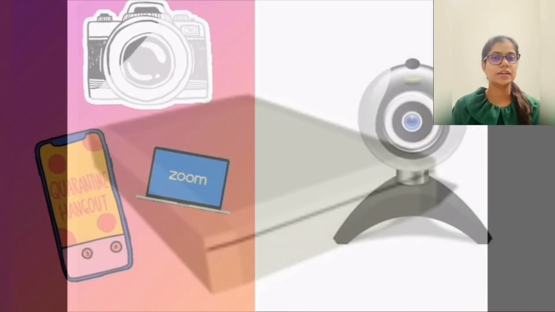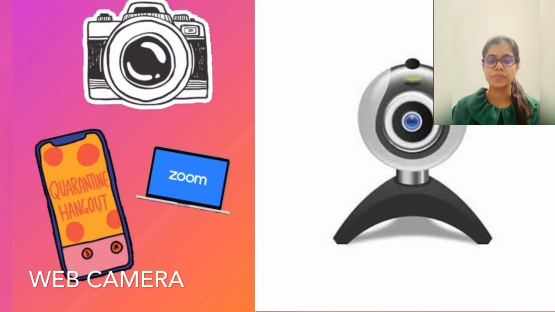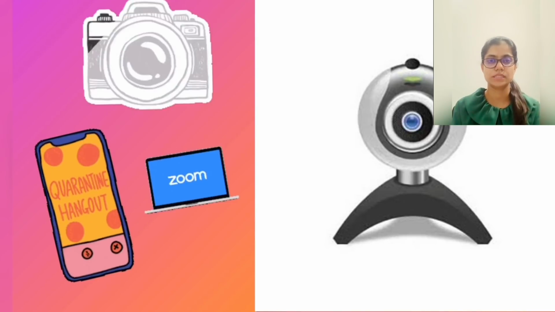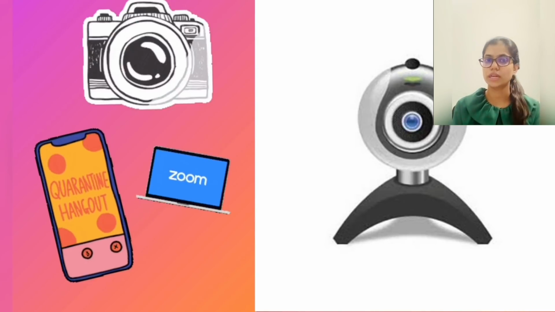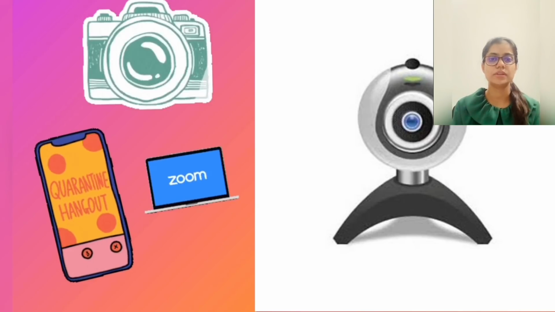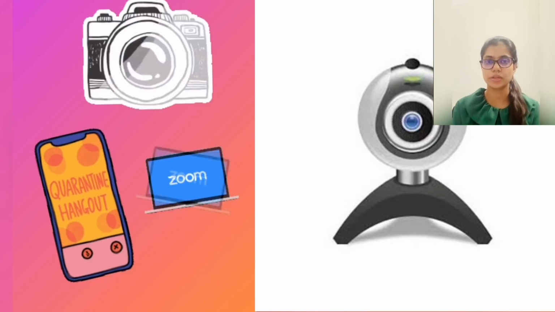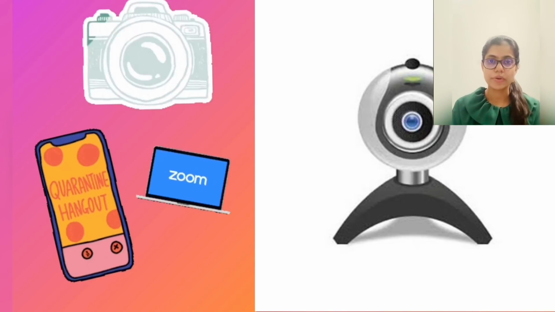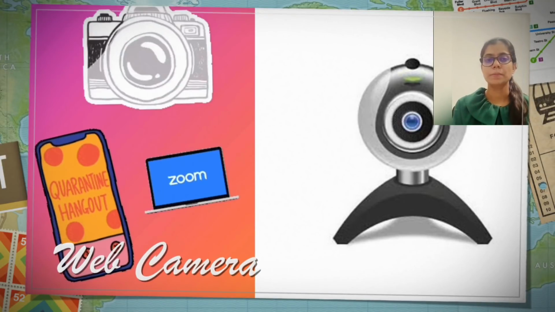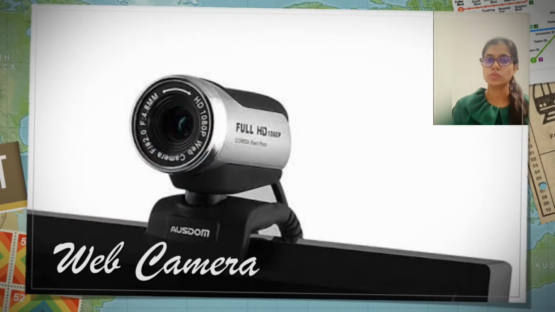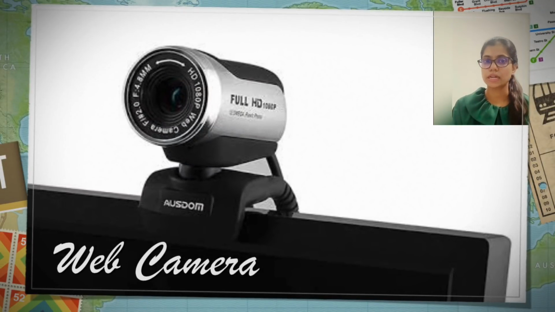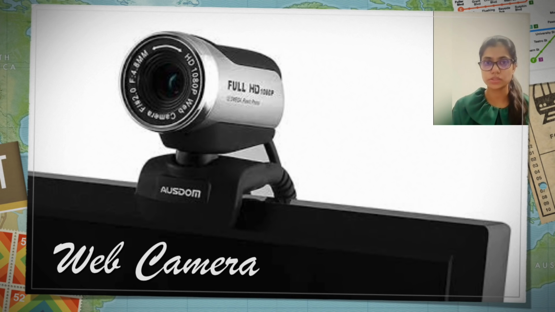So kids, our next input device is web camera. We use web camera for video calling and we all are familiar with it these days because we are using it for video calling to our friends, family, relatives during this quarantine period. And web camera is an inbuilt camera in our computer system or mobile phones. But there are some computers in which web camera is not available. So we can buy a separate camera that can be attached on the monitor screen.